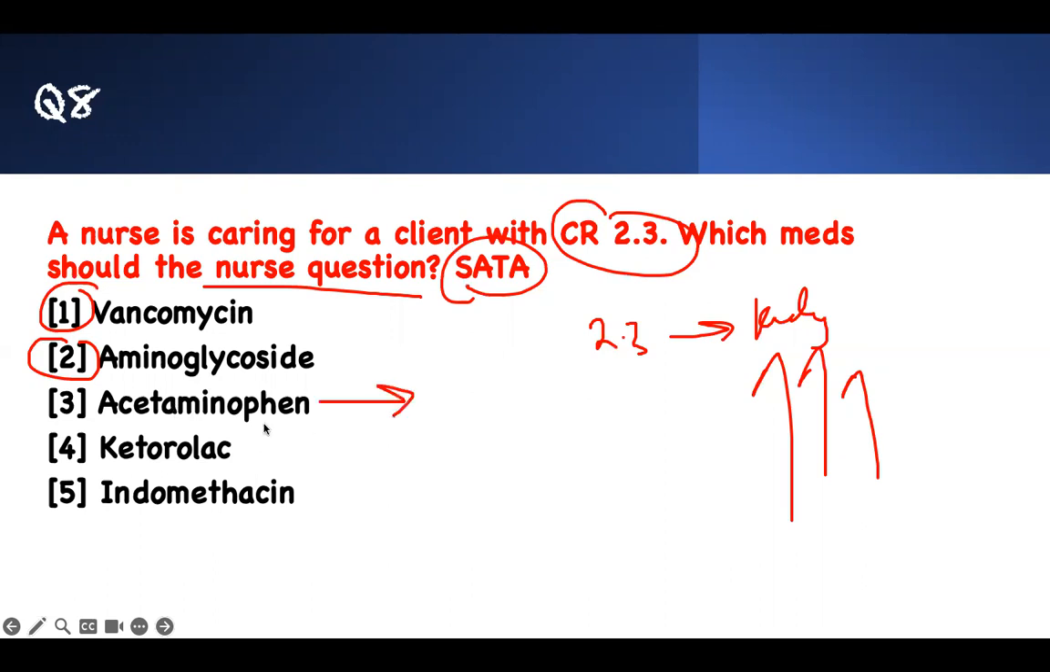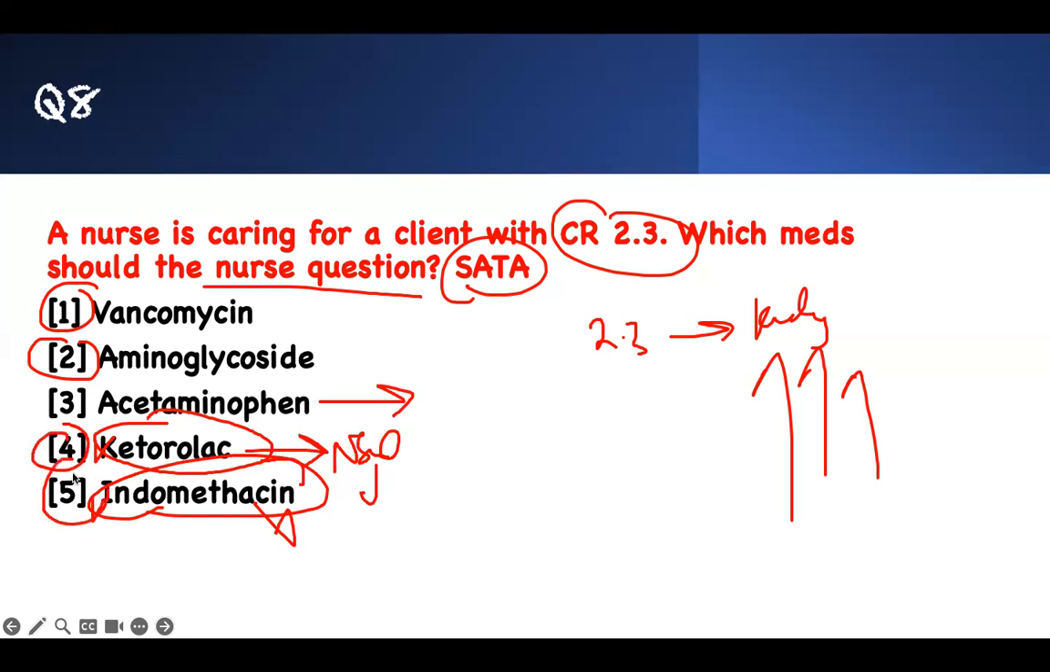Acetaminophen does not affect your kidney that much. Ketorolac, okay, this is an NSAID. Ketorolac, NSAID, that can also cause kidney problems. Its friend, indomethacin, is another bad NSAID. These two are bad medications. They affect the kidney, but they're very powerful NSAIDs. So we should question all of them, except acetaminophen.